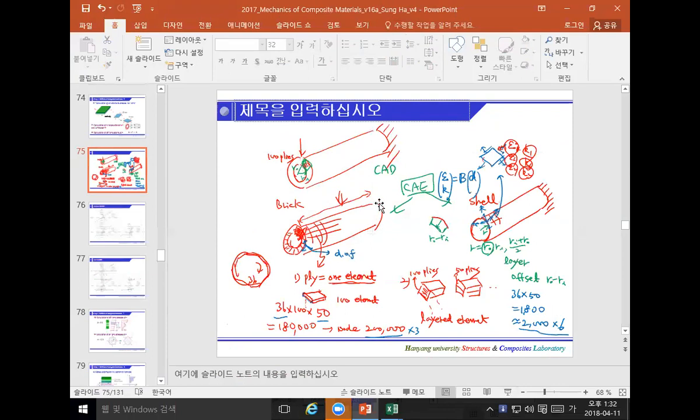But anyhow, is there anybody who cannot access any FEM tools? Okay. Anybody who does not have experience with FEM, CAE tools? Raise your hand. Okay. Is there anybody who has experience with CAE tools? Okay. Everybody, how about you? No experience. Okay.